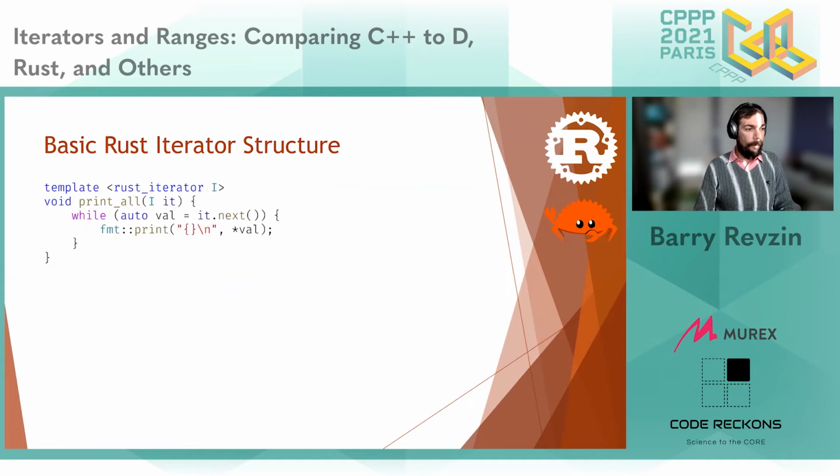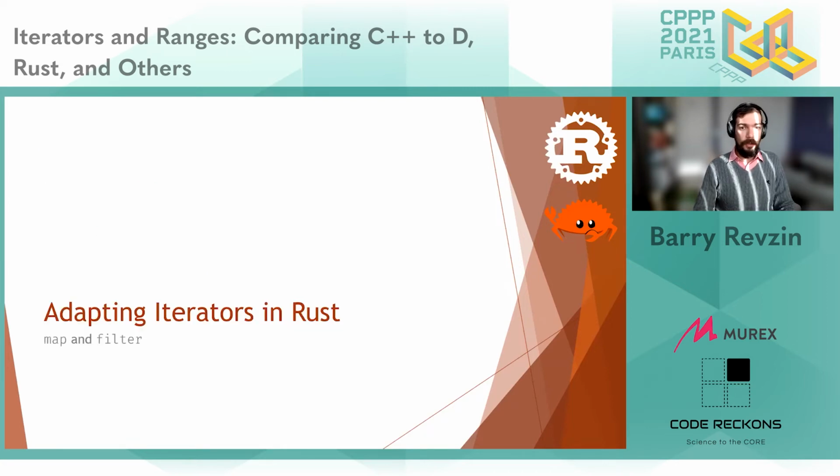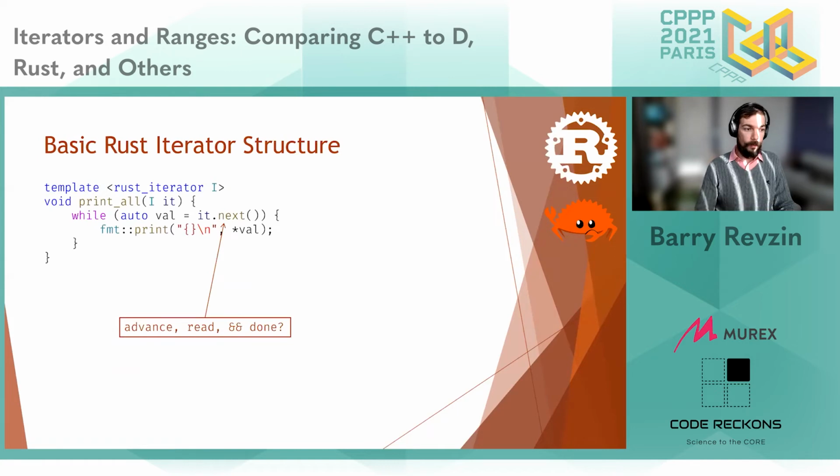It's not a problem. Our print all loop looks pretty different in that we have our while loop that calls next, which does all of our operations for us. It advances, it reads, or it fails. And then once we get that element, we just directly read it, dereference that optional to print it.